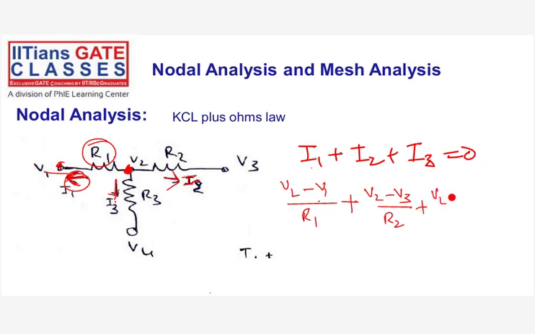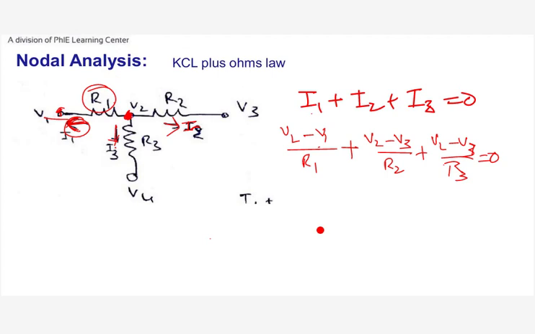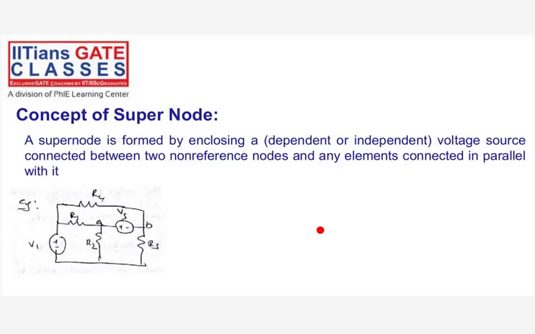Next concept is something called a supernode. What do you mean by a supernode? A supernode is formed by enclosing a dependent or independent voltage source, if it is connected between two non-reference nodes, along with any elements connected in parallel with it. Non-reference in the sense non-zero or non-ground nodes. Then a supernode is formed, along with any resistances or elements in parallel with this.